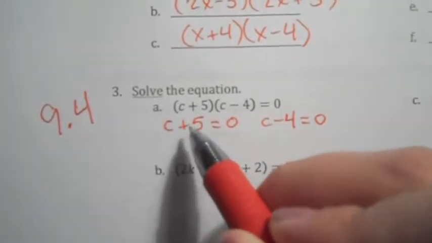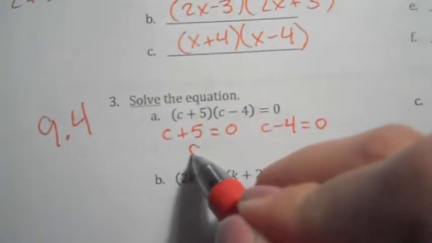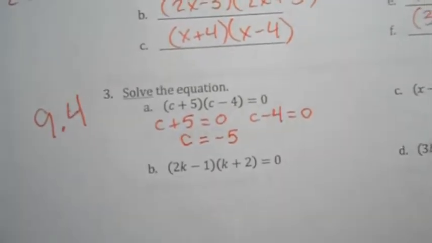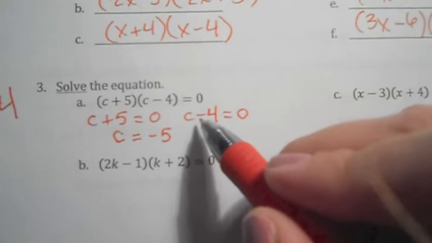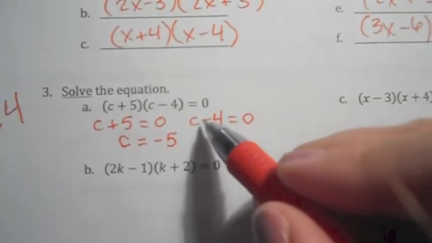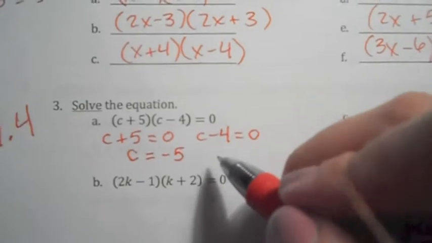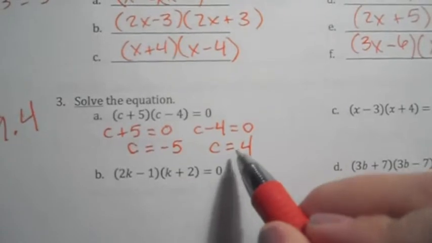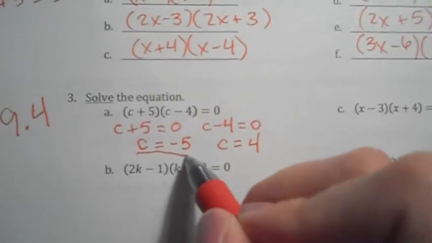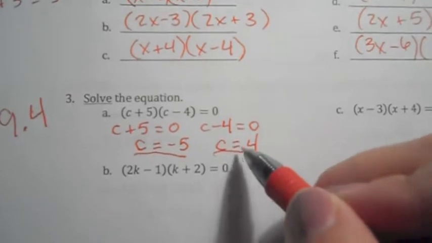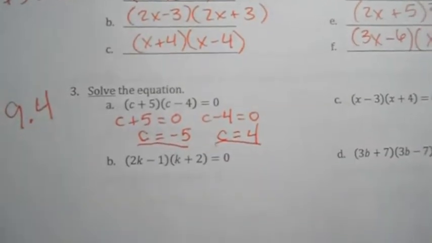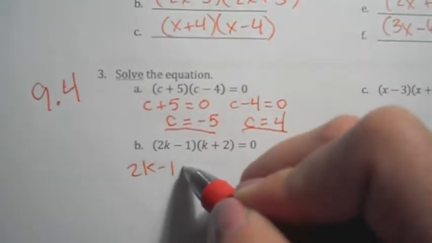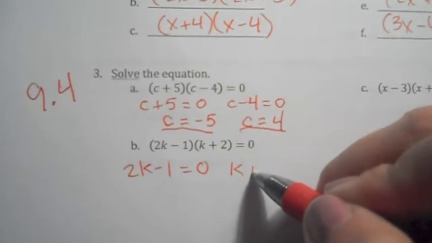Well, since we're solving for c, we're going to move the 5 to the other side, letting us know that c equals negative 5. On to this one, c minus 4 equals 0. We need to get c by itself, so we send the 4 to the other side, which changes its sign. So we have c equals negative 5 and c equals 4. This is what it looks like to solve the equation. Variable equals number. Variable equals number. Okay? On to B. Same thing. We're going to take each factor and set them equal to 0.